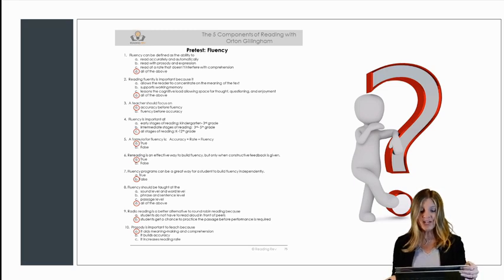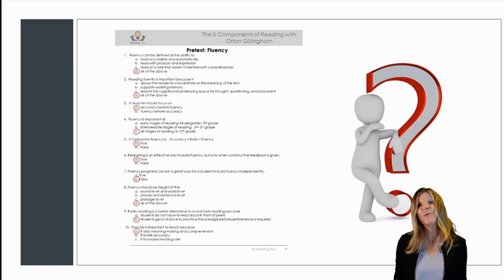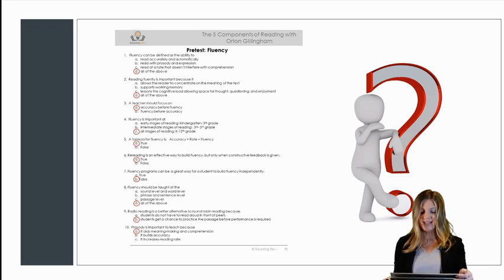Number 9, radio reading is a better alternative to round robin or popcorn reading because students get a chance to practice the passage before performance is required. And number 10, prosody is important to teach because it aids meaning making and comprehension.